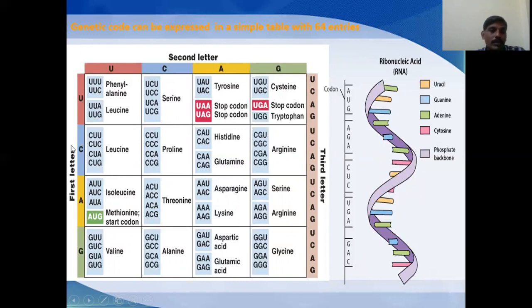The first letter is always at the 5' end of the RNA. The third letter is always at the 3' end of the RNA molecule. So see here, this is a single stranded RNA molecule, consisting of four nucleotides: uracil, guanine, adenine, cytosine. These nucleotides are connected with a phosphodiester bond backbone. So this is one codon, this is another codon. In this way, codons are arranged on the mRNA molecule. So this is the codon dictionary.